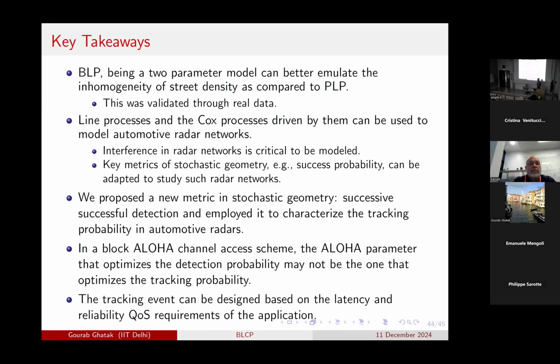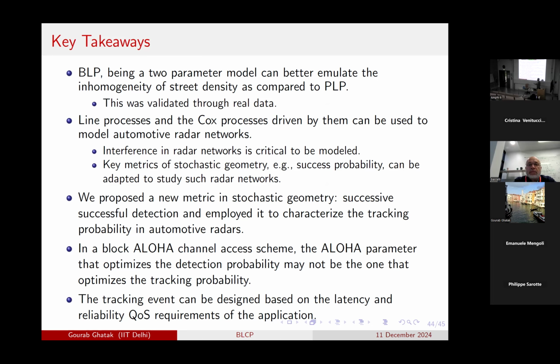The key metrics of stochastic geometry, such as success probability, can be adapted to study radar networks, where we will call it detection probability. Fortunately, most of the modeling remains the same. So whoever has worked in stochastic geometry, you need exponential random variables for fading. Thankfully, the radar cross section is also an exponentially distributed random variable, so all the equations follow in the same manner. It's coming from a completely different field, but it's true.